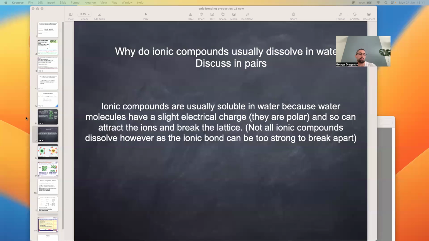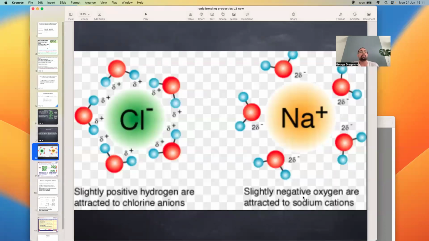That is beyond what you would need normally though for your GCSE, but here's a diagram of it if you're interested. So here the O, which is slightly negative of water, lines up with the sodium, whereas here the H, which is slightly positive from the water, lines up with the chloride. So it pulls the crystal apart.